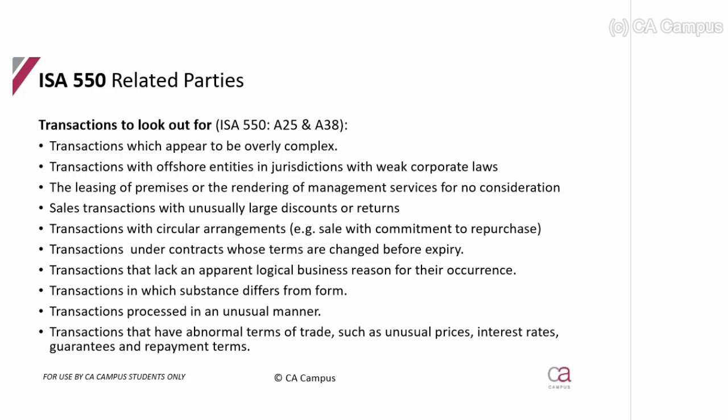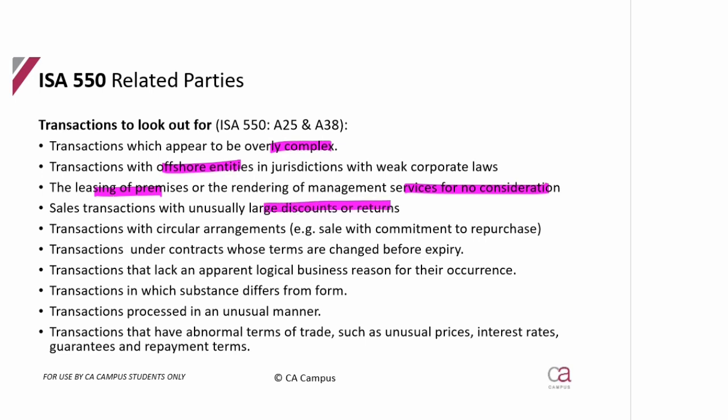Guys, just to be aware, what are you looking out for in a scenario to help you to see there are related parties, other than the easy ones where you can see the person has control or is key management, or you can see the entity is in the same group? What other pieces of information in a scenario could help you to go, who is this a related party? Is this a related party transaction? So where a transaction is overly complex, it could be an indicator of a related party. Where they have transactions with offshore entities in jurisdictions with weak corporate laws. So they're trying to find ways to get around a law or regulation. Where they're leasing a premise or rendering a service for no consideration. That could be because they're doing so with a related party.